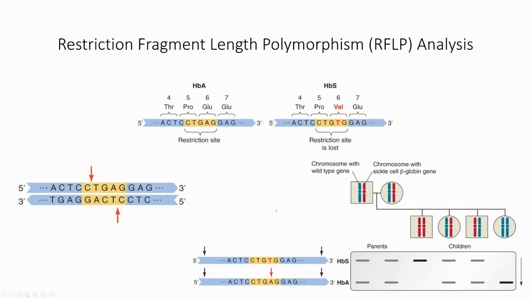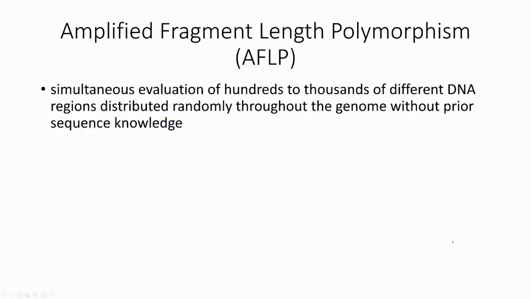When you perform this RFLP, this is wild type, this is mutant, then the parent will have one band for the wild type and one band for the mutant. For the children, if they get both mutant, you will see one band. If both are wild type, also one band here. And in between, you will have two bands here. That's the RFLP.